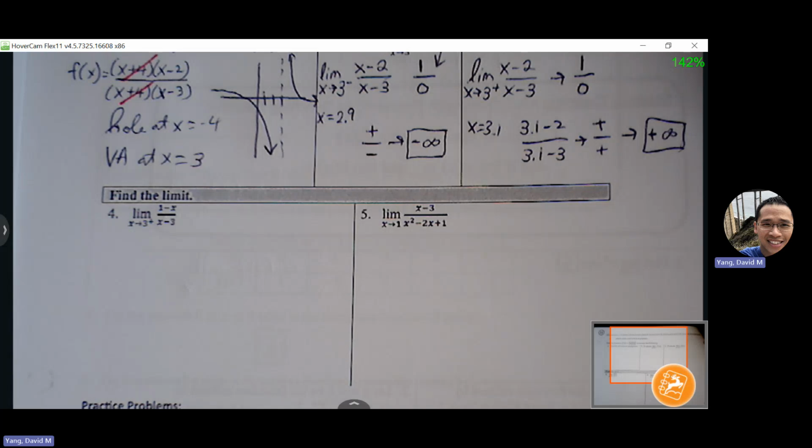Are you standing at a real number? Are you looking at a hole or are you looking at a vertical asymptote? We always want to establish that first because with these algebraic problems, you're not going to be able to look at a graph to begin with.